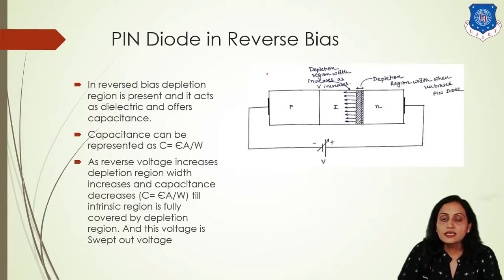Now we will see what happens if we apply the reverse bias to the PIN diode. Now you can see this P side is connected to the negative terminal of the battery, and this N side is connected to the positive terminal of the battery. That means we have applied the reverse bias to the PIN diode.